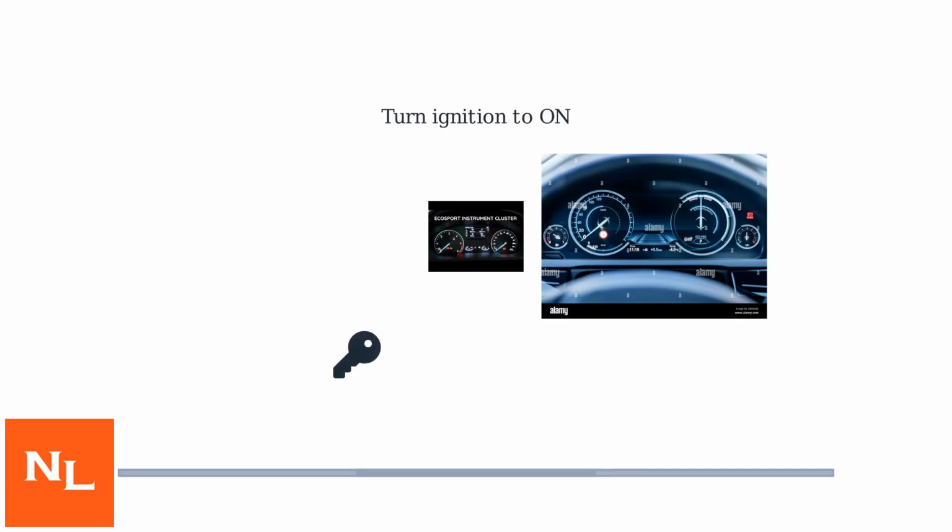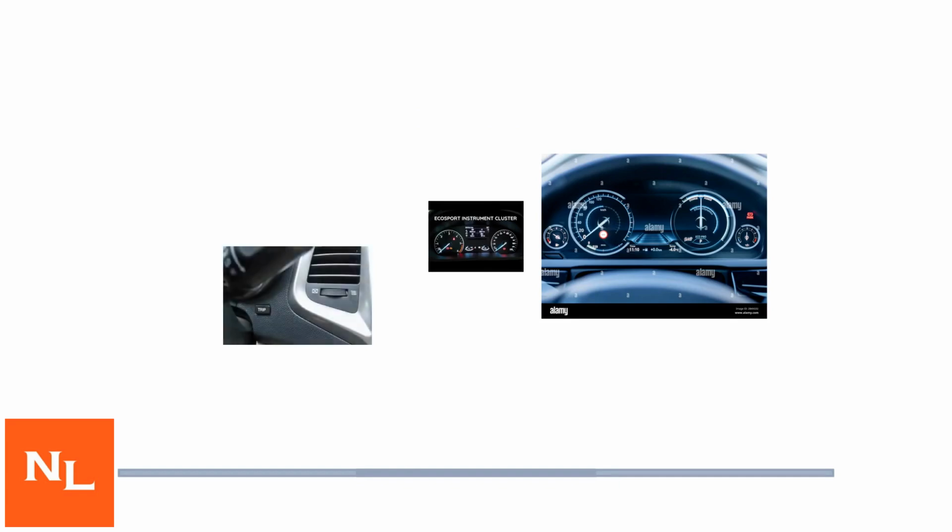To prepare to reset Trip A, first turn the ignition to the on position, but do not start the engine. Next, press the Trip button repeatedly until Trip A is displayed on your instrument cluster. Make sure the Trip A display is active before attempting to reset.